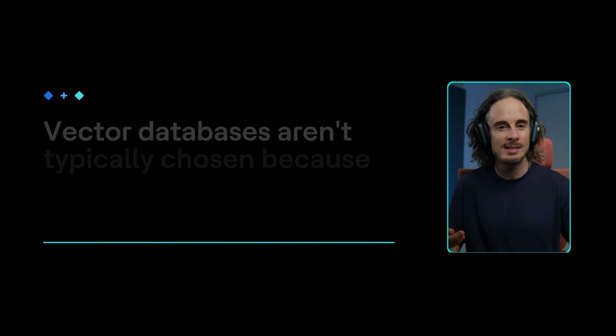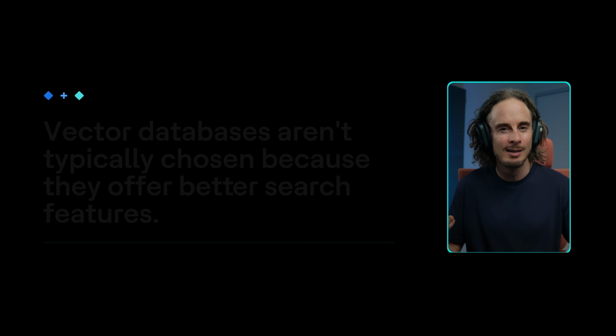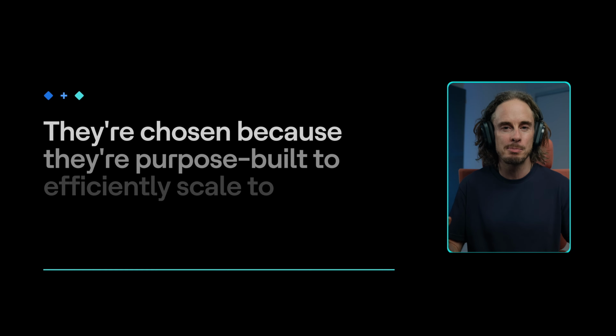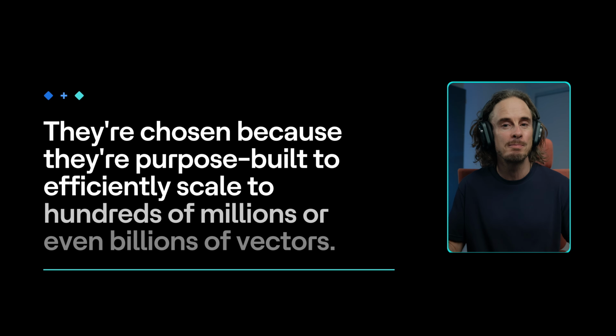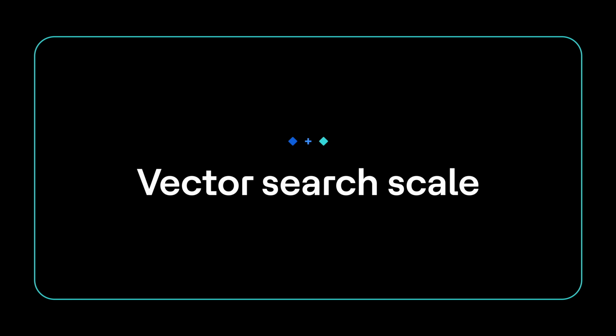So, for example, BM25 indexes are the default for keyword scoring in hybrid search across most vector databases, but Postgres does require an additional extension for this. The key point is that vector databases aren't typically chosen because they offer better search features. They're chosen because they're purpose-built to efficiently scale to hundreds of millions or even billions of vectors. Which raises the question, what's your vector search scale?